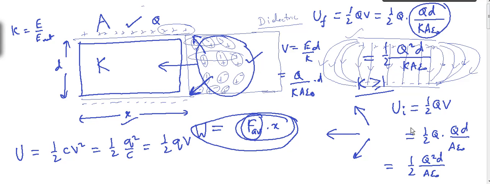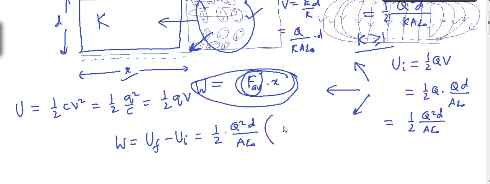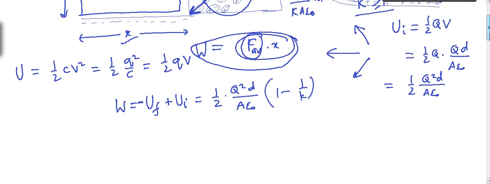Now where does this energy go? Whatever energy has reduced, that goes in doing the work of taking that dielectric inside. So now we can calculate the work done. Work done by the capacitor will be UI minus UF, final minus initial. So half Q square D by A epsilon naught into 1 minus 1 by K. The final answer is: work done by the capacitor is Q square D (K minus 1) by 2 A epsilon naught K.